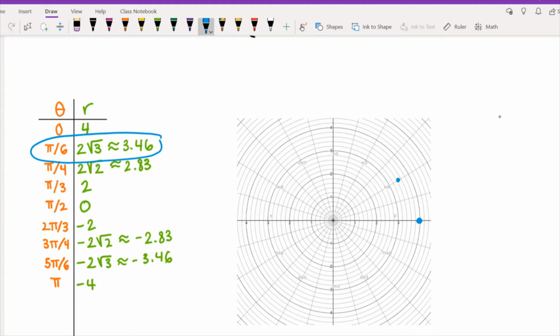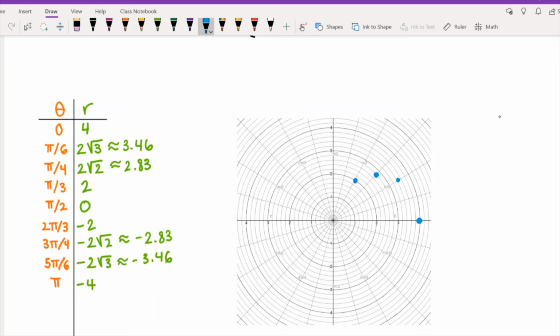And then we go to an angle of pi over 4, and that is going to give us 2.83 approximately. So if I go to this angle of pi over 4, and then 2.83 is going to be something kind of like maybe like this. And then we go to an angle of pi over 3, and there we have r is equal to 2. So pi over 3 and r is equal to 2, so that gives us a point here.